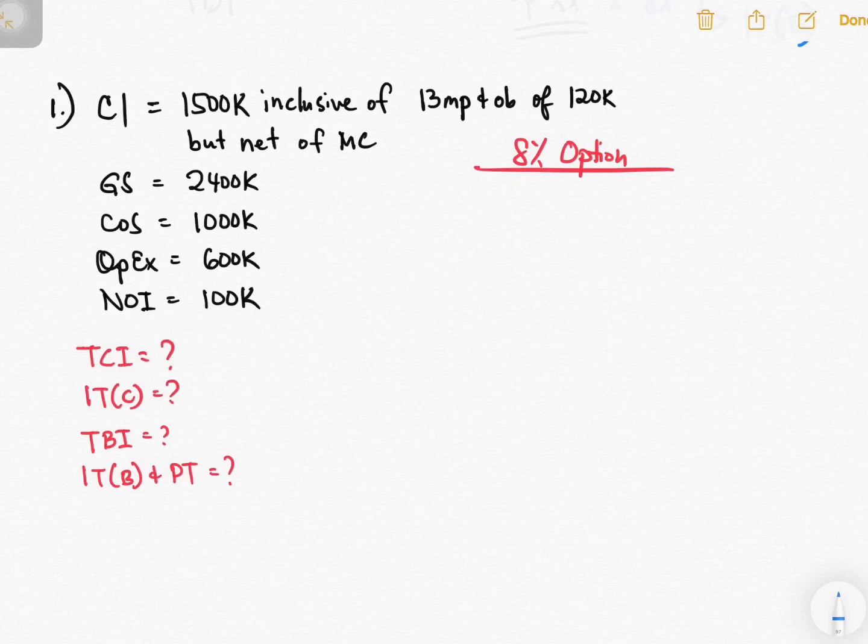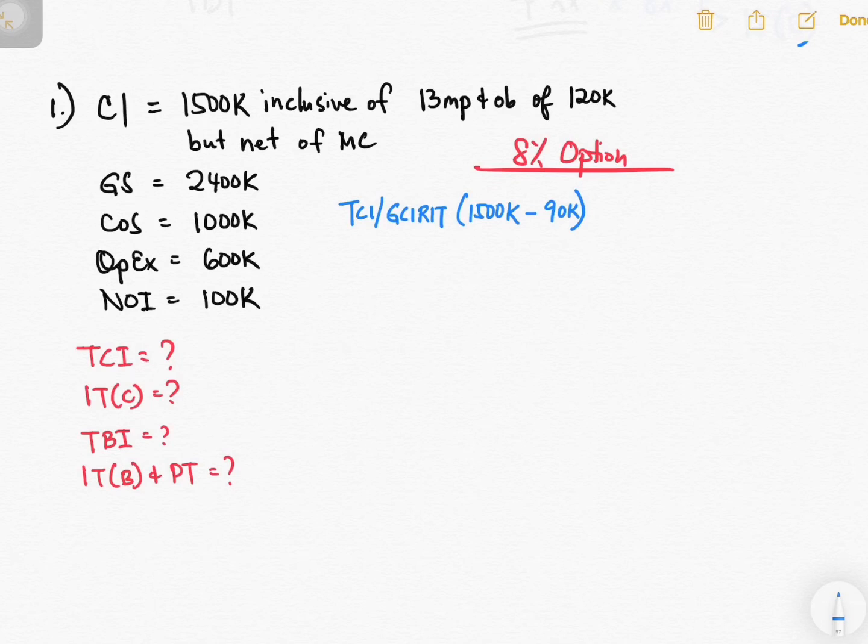So let's answer. First, get your taxable compensation income. This is also your gross compensation income subject to regular income tax. So you have 1.5 million. It's already net of mandatory contributions, so we don't have that anymore. And then for the 13-month pay and other benefits, we can only deduct 90,000 because that's the maximum. Meaning, the remaining 30,000 is still part of your gross compensation income subject to regular income tax.